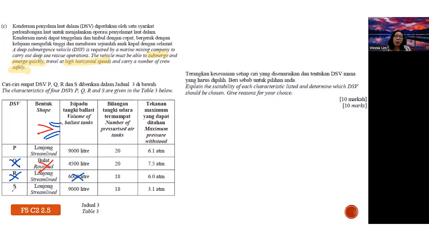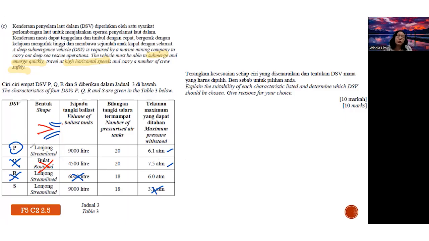Okay, then next, number of pressurized air tanks, it seems to be higher, right? But we can see the last column as well, which is maximum pressure withstood. So maximum pressure withstood, what do you think? You want to withstand higher pressure or low pressure? Of course, higher is the best, right? But then Q is already cancelled. Okay, correct. So it seems like P will be the best choice.